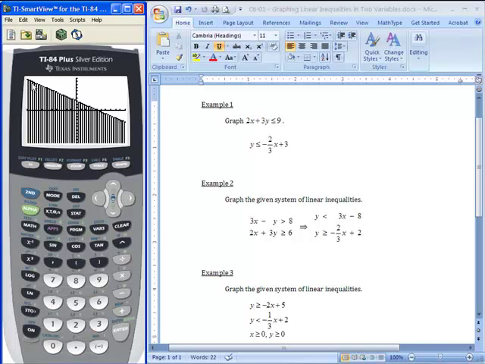All right, so there's a nice picture of the inequality y is less than or equal to negative 2/3 x plus 3. Any point on the line or any point under the line satisfies the inequality and is therefore part of our solution set.